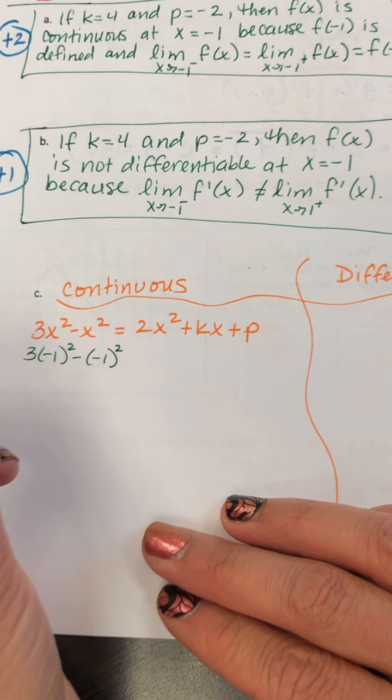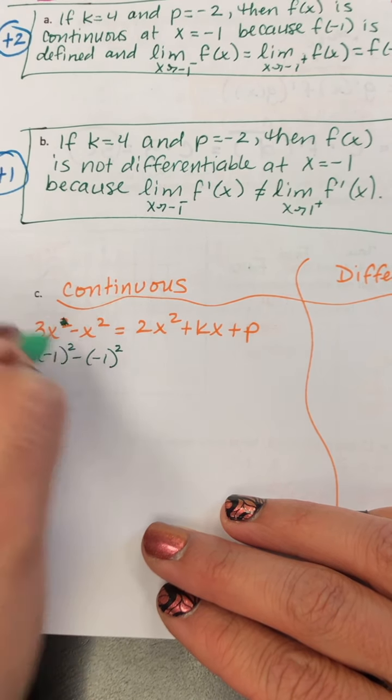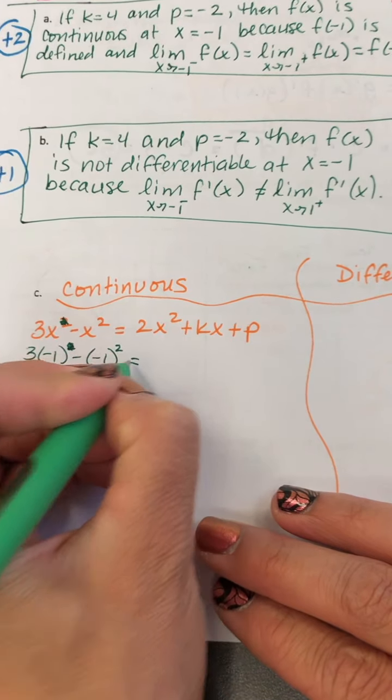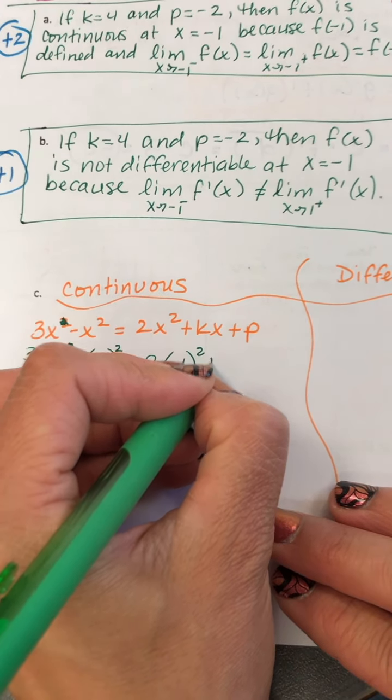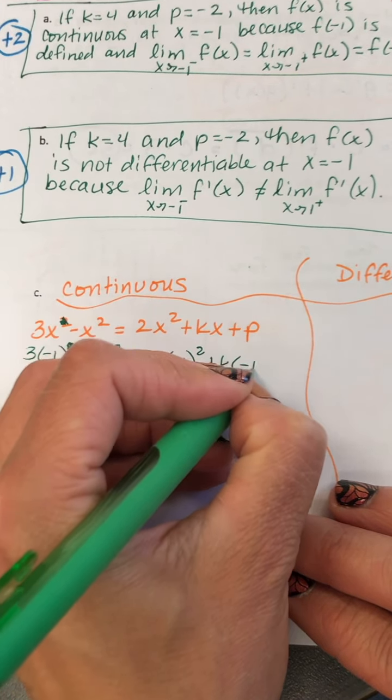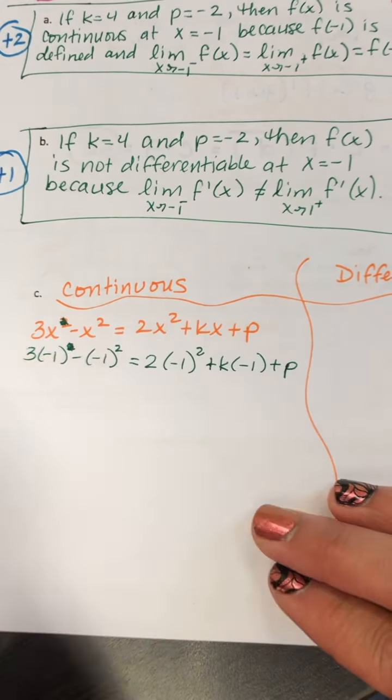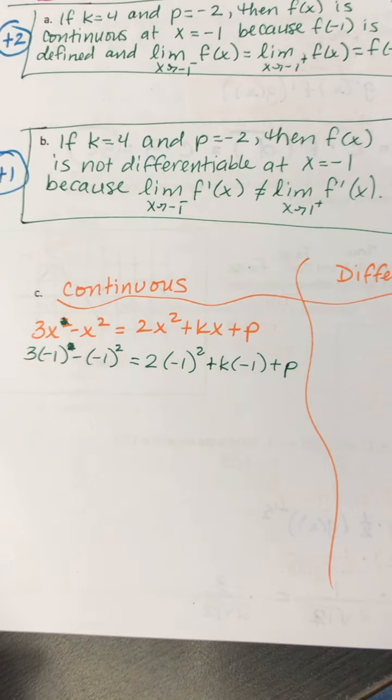So let's plug in that negative 1. Oh, wait, did I write this wrong? It's 3x minus x squared. Sorry, I keep getting distracted. My children are not being behaved right now. Okay. So I'm going to keep going.